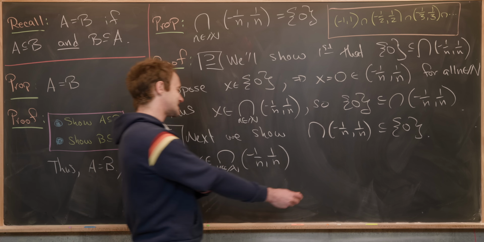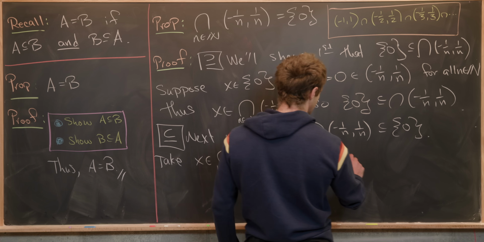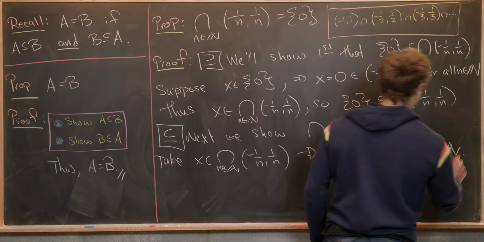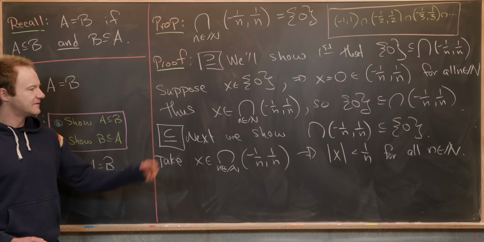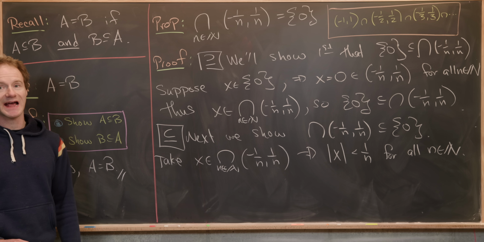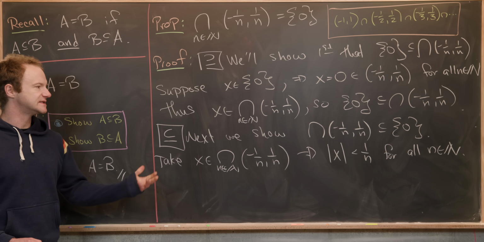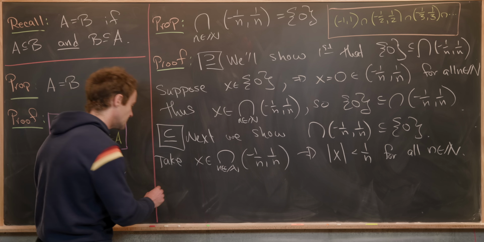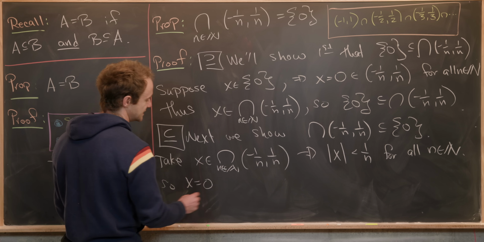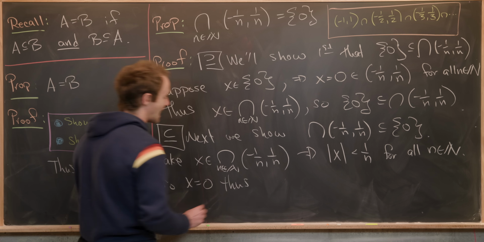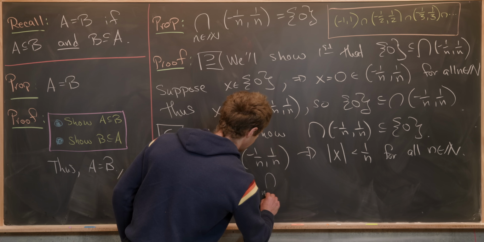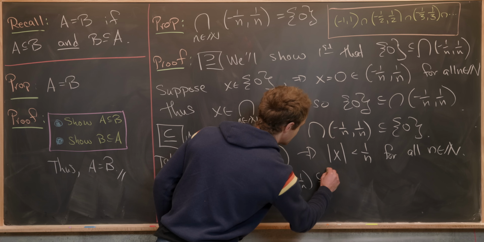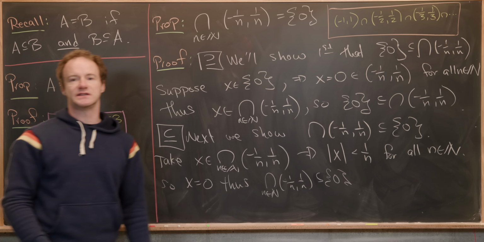But now notice that that tells us that the absolute value of x is less than 1 over n for all n, which is a natural number. Okay. But then from there, it pretty clearly follows that x has to be equal to 0, because 0 is the only thing that can be made smaller than any positive number. So x is equal to 0. Thus, we have our containment in the other direction. So we've got this intersection of these intervals is contained within this singleton {0}.